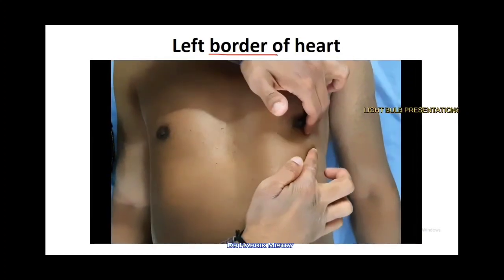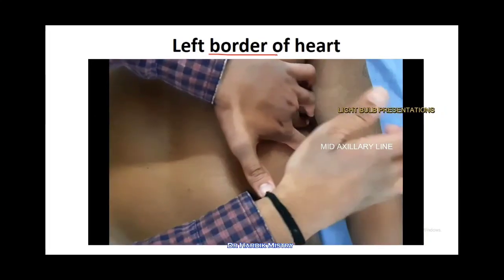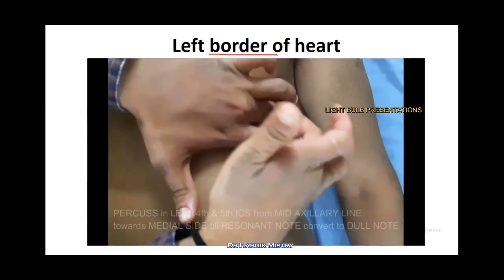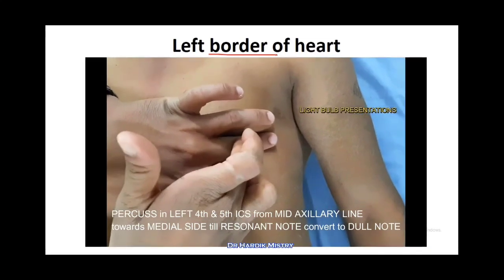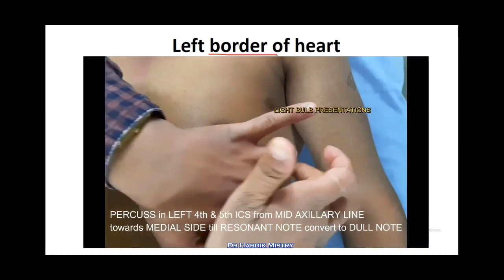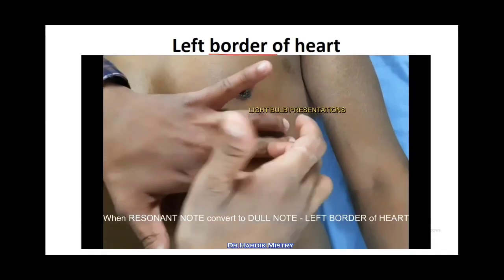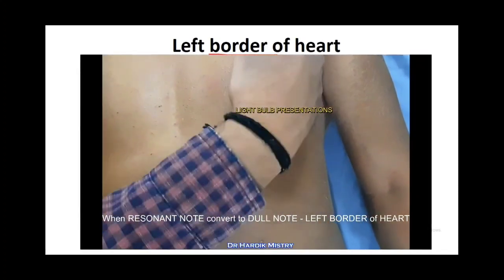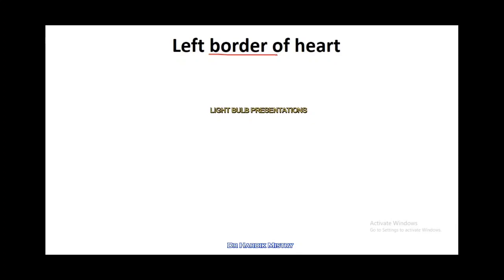In the fifth space, identify the apex and go towards the mid axillary line. In the mid axillary line, with the middle finger of the left hand and with the right finger, the percussing finger, come towards the medial side towards the heart till you hear the dull note. Likewise, do the same thing above, that is the fourth space and then the third space, repeating until you hear the resonant note converting to dull. We can mark the points, and if you join the points we get the left border of the heart.